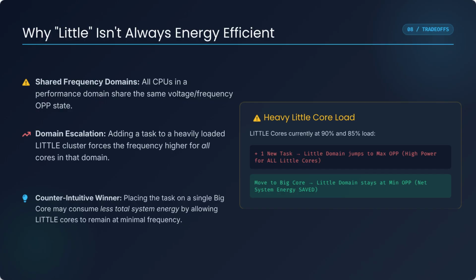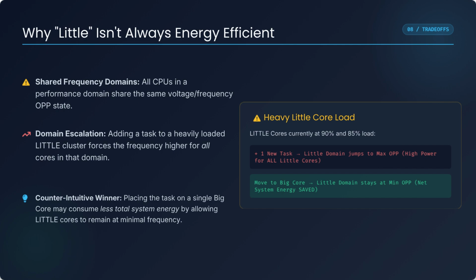Now, here's an important notice. Little cores don't always win. All CPUs in one performance domain share the same frequency, since they scale voltage and frequency together. So imagine both little cores are already heavily loaded, say 90 and 85%. Adding one more task can force the whole domain up to its maximum performance state, raising the energy cost of every task already running there, not just the new one.